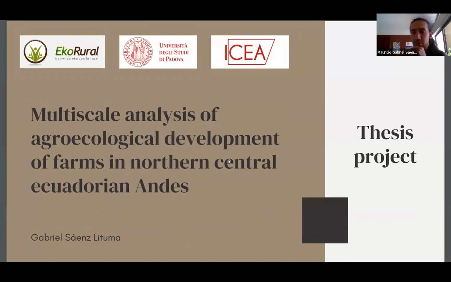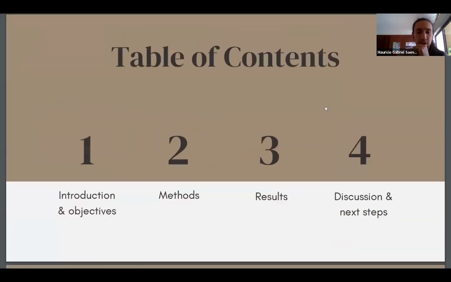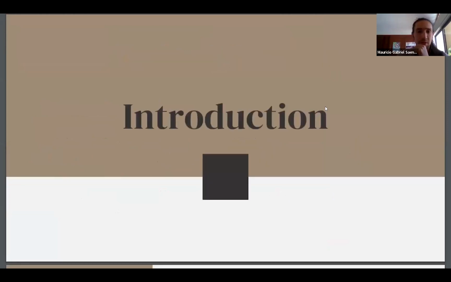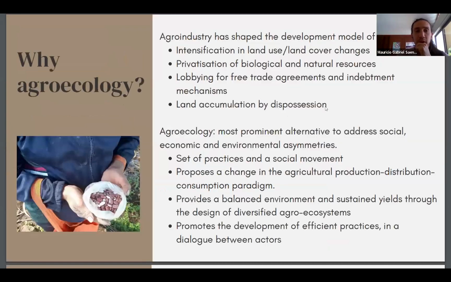My name is Gabriel. I am currently living in Ecuador. I am finishing the master's, and I'm going to present you this work, which is a multiscale analysis of agroecological development of farms in the northern central Ecuadorian Andes. So we're first going to see a brief introduction, the methods used to evaluate this, the results, the discussion, and next steps. So first of all, why agroecology?